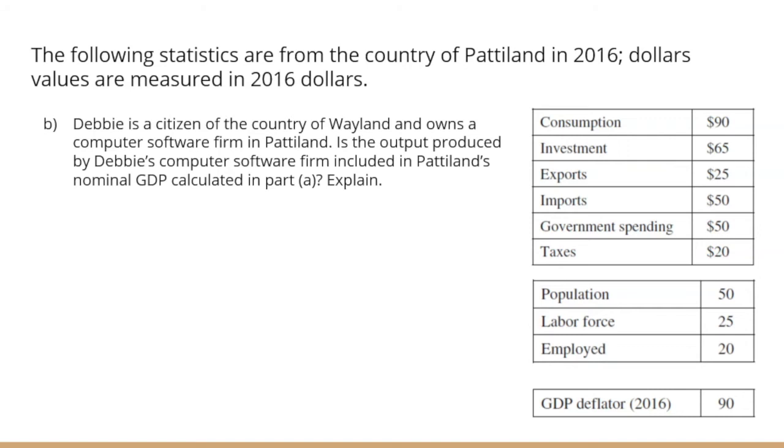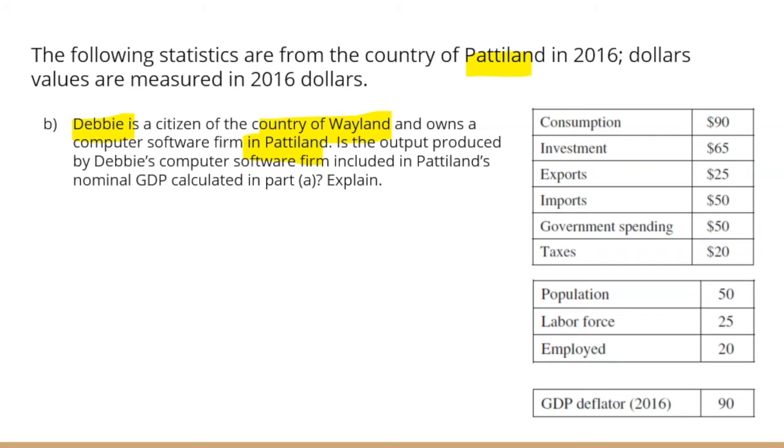All right, so part B says Debbie is a citizen of the country Wayland, which is not Paddyland, and owns a computer software firm in Paddyland. Is the output produced by Debbie's computer software included in Paddyland's nominal GDP? Well, remember, our requirements to be included in Paddyland's GDP is that it has to be produced within Paddyland's borders, within a given year.